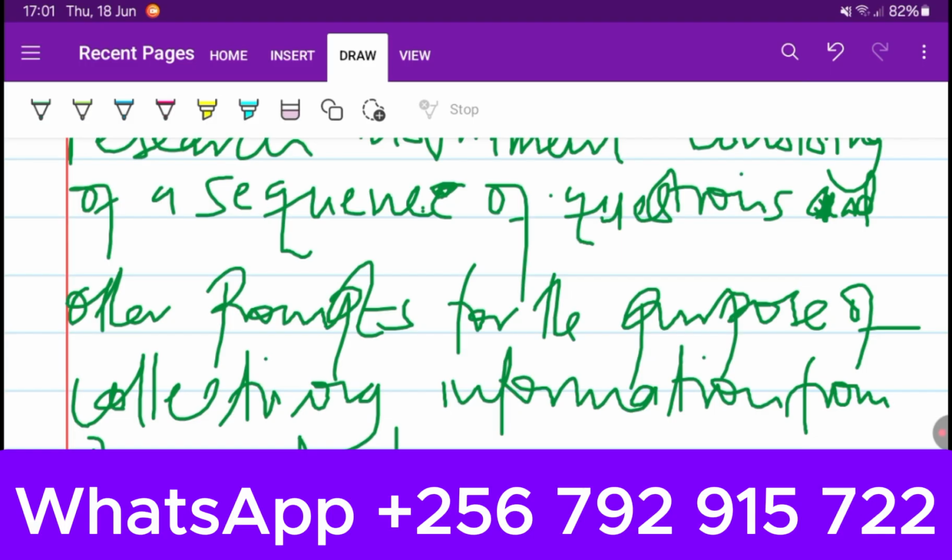So a questionnaire is just a set of written questions designed to collect information directly from the respondents. It is just structured written questions. Most of the times, if it is structured, it is going to have fixed questions with options. Maybe they are objective questions.